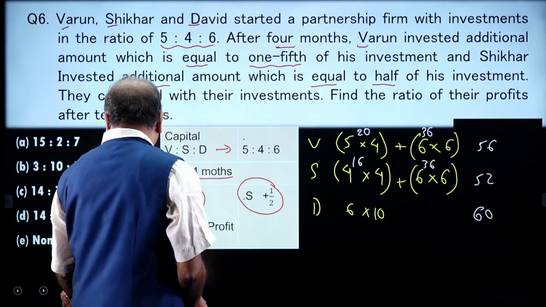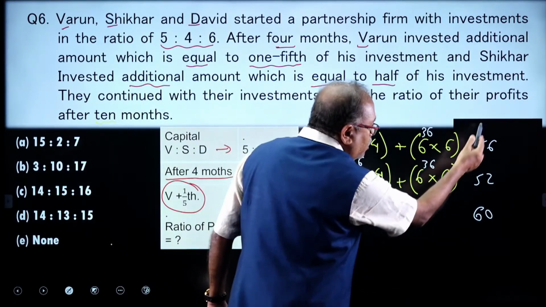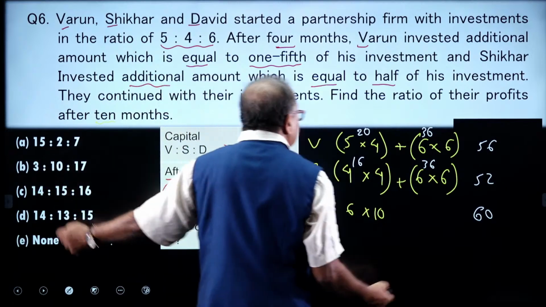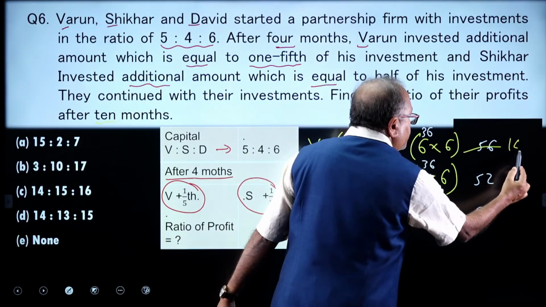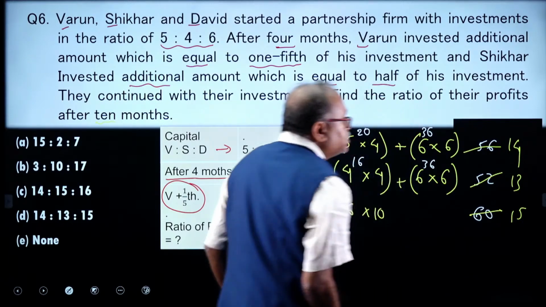So the ratio of that, reduce it to the lowest possible level. All are getting cancelled by 4. That is 14 times. You can see that one option is there. 14 times, this is 13 times, and this is 15 times. So what is the ratio?